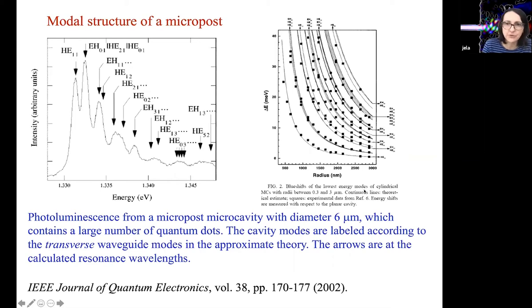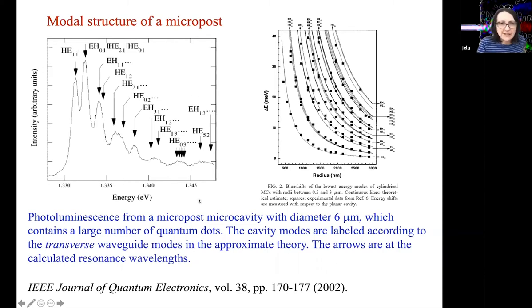Going back to what we already said, if you have a large diameter structure, as shown here, with a diameter of 6 microns, so a radius of 3 microns, this is what we would expect. It's a heavily multimode regime. If you measure luminescence from this structure, you see a mess of modes. There are a lot of modes, and here internal photoluminescence from quantum dots embedded in the structure was used. You can still identify all of these different modes from this comparison, but there are a lot of them. That's the bottom line. And the lowest energy, lowest frequency one is HE11. So that's this particular curve.